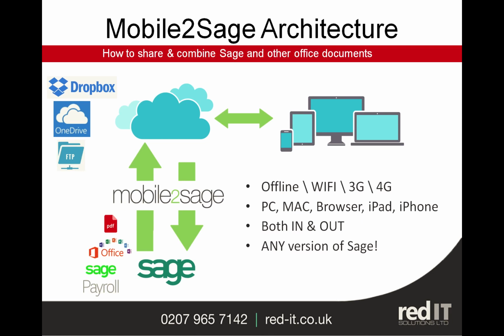So what's Mobile2Sage? Well, it's an architecture which allows you to communicate information from your office to your mobile devices, iPhones, iPads, browsers, Macs, PCs and so on. It works both online and offline, and it can work on any version of Sage. It can also communicate with things like OneDrive, Dropbox and FTP, as we'll see later in this presentation.